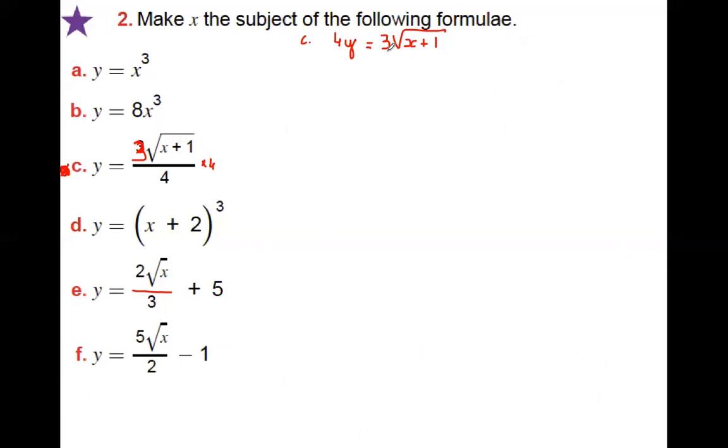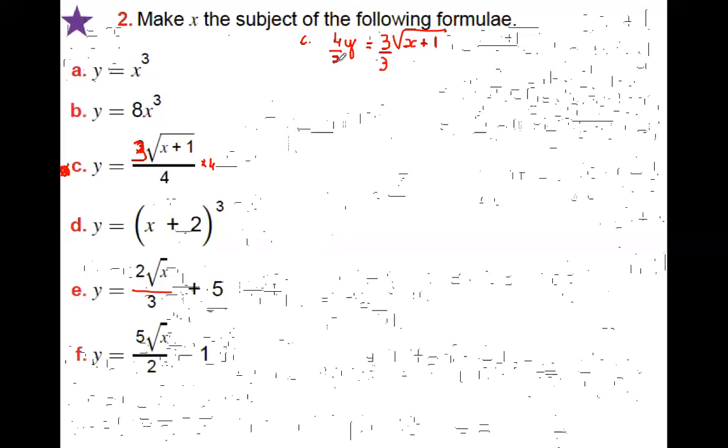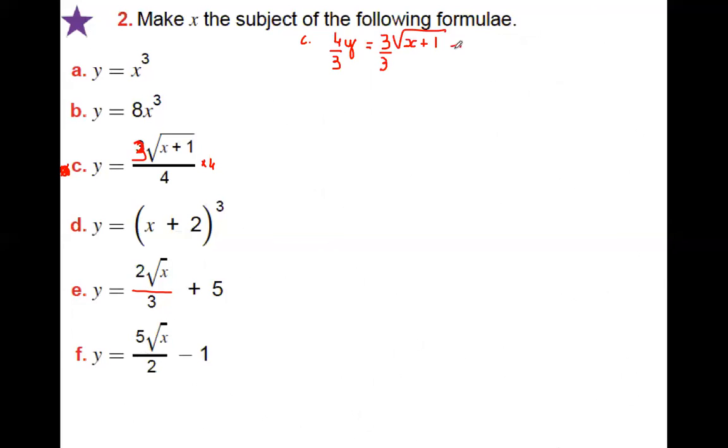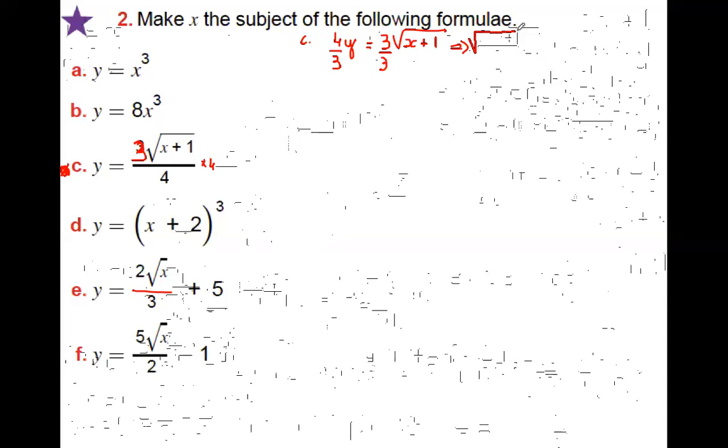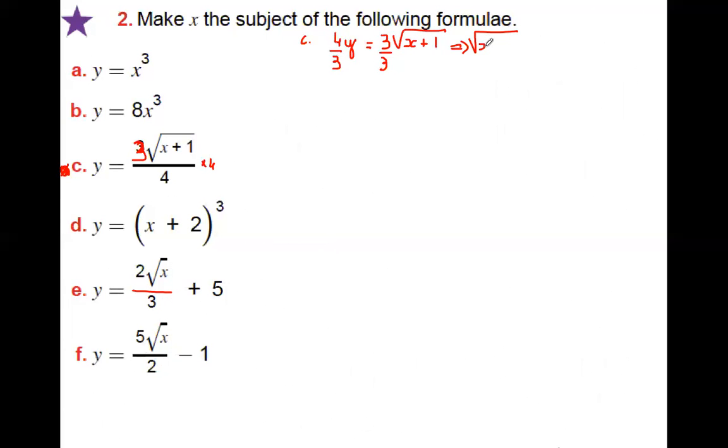Now I need to get rid of the 3. If it's a time, how do we get rid of it? Divide by 3. So now I've got root of x plus 1 equal 4 over 3y. Yeah?